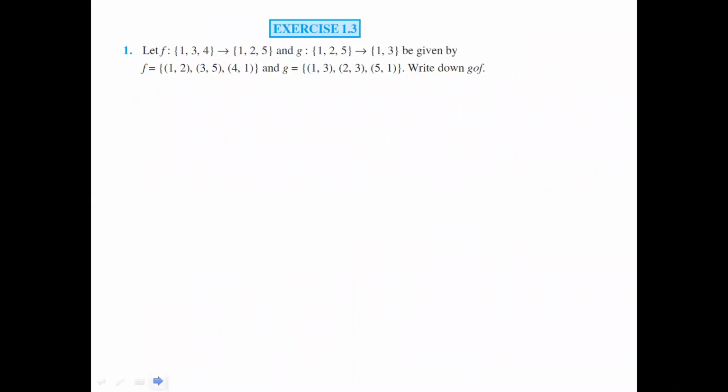Okay, now we came to exercise 1.3. f is a function from {1, 3, 4} to {1, 2, 5}, and g is a function from {1, 2, 5} to {1, 3}, given by the following. Okay, f value is given, g value also is given. How to find the function? Okay, g composition f. g composition f means f is a function from which side to which side? First, I have to take f from 1, 3, 4 to 1, 2, 5. Yes.